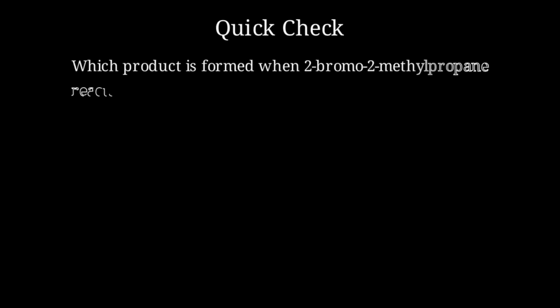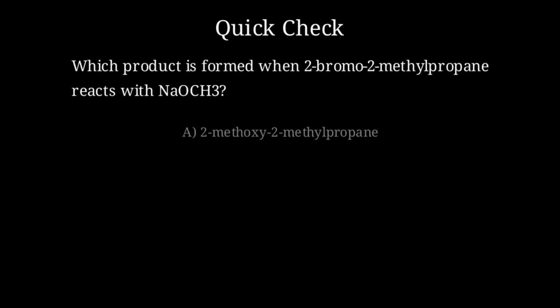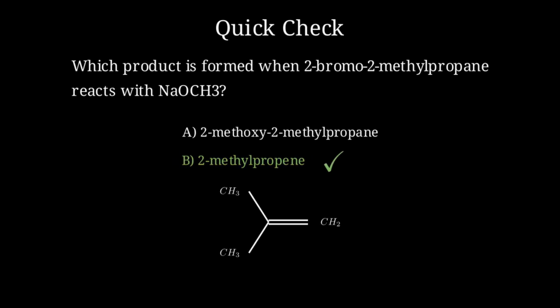Let's test your knowledge. What happens when we react 2-bromo-2-methylpropane with sodium methoxide? Since it's a tertiary substrate and a strong base, the answer is B, 2-methylpropene, the elimination product.